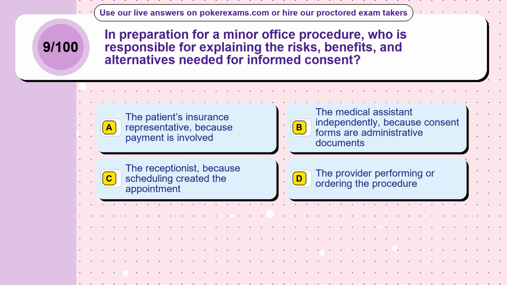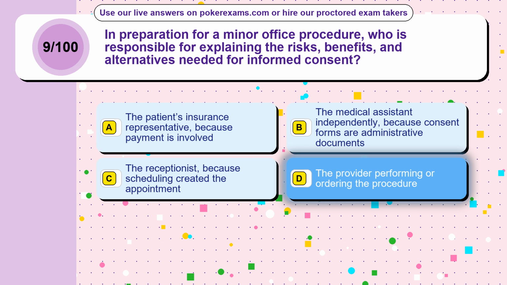Question 9. In preparation for a minor office procedure, who is responsible for explaining the risks, benefits, and alternatives needed for informed consent? Option A. The patient's insurance representative, because payment is involved. Option B. The medical assistant independently, because consent forms are administrative documents. Option C. The receptionist, because scheduling created the appointment. Option D. The provider performing or ordering the procedure. The correct answer is option D.